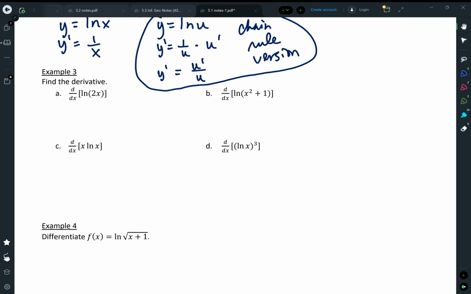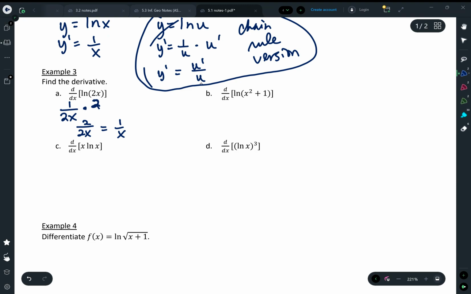So in example 3, we're just going through, we're taking a bunch of derivatives. So if I have the natural log of 2x, when I take my derivative, it's just going to be 1 divided by 2x. But then remember, chain rule, I also have to multiply by the derivative of 2x, which is just a 2. So I have 2 divided by 2x, which is just 1 over x. So instead of multiplying by my derivative, like I did here, if you use this chain rule version, it's just saying u prime over u right away. So that's what I want to do in part B.